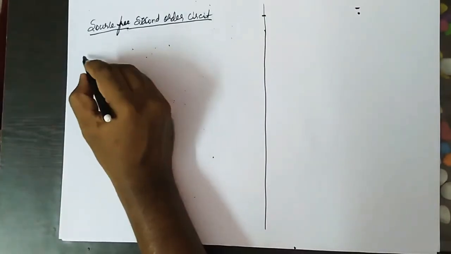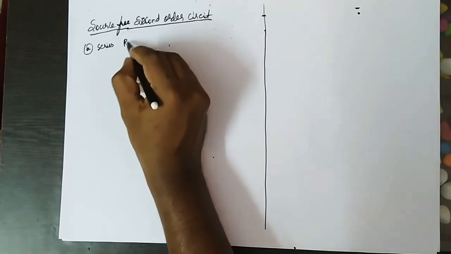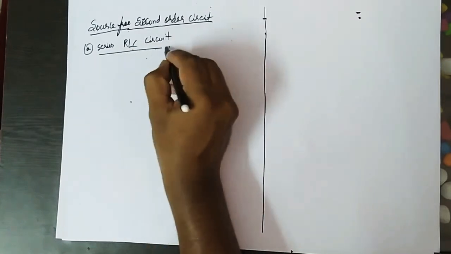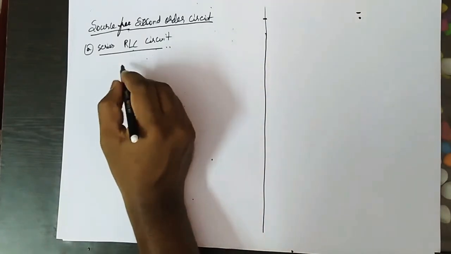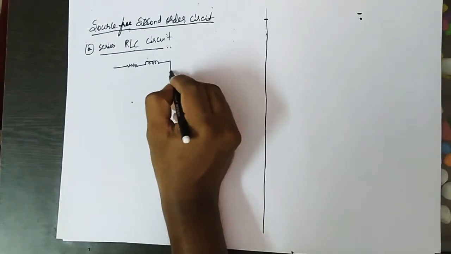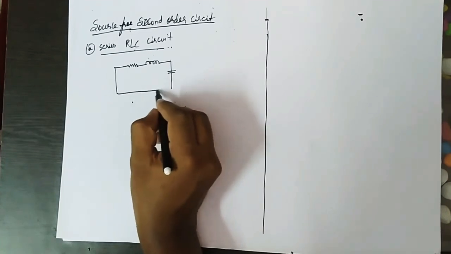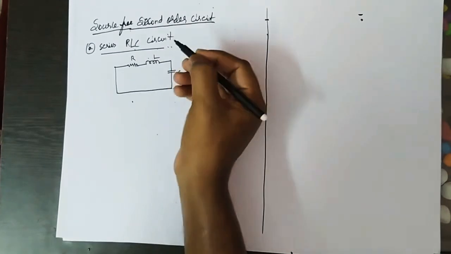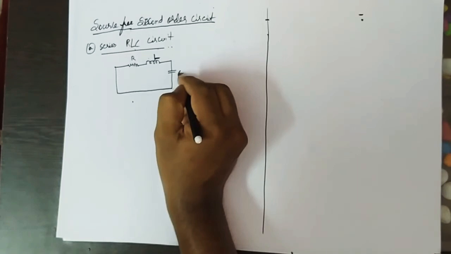Now we'll see a series RLC circuit. In the series RLC circuit, you are mainly intended to find the response of current. It is source free, so this circuit doesn't contain any source. It has only capacitor, inductor and resistor. But this circuit operates with initial conditions of the inductor current or the capacitor voltage.